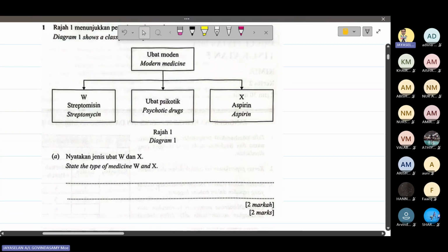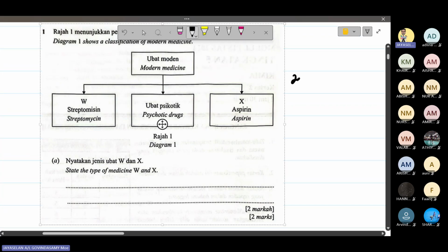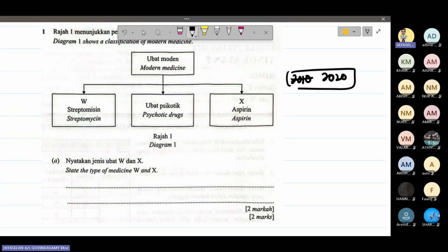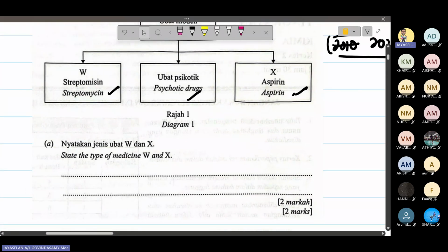All right, now we go for this one. This is the Selangor trial paper 2020. All right, we do modern medicine. They give you streptomycin, psychotic drugs, aspirin. State the type of medicine W and X.